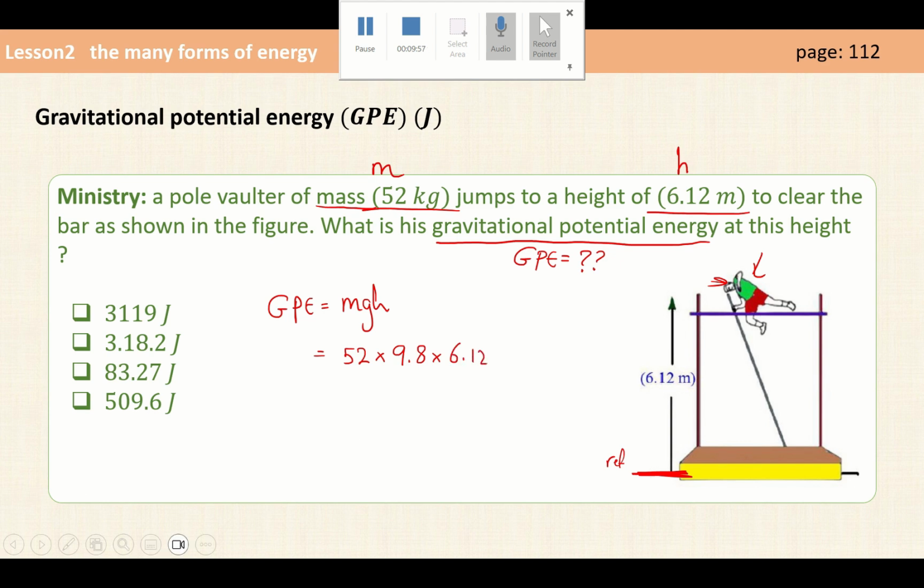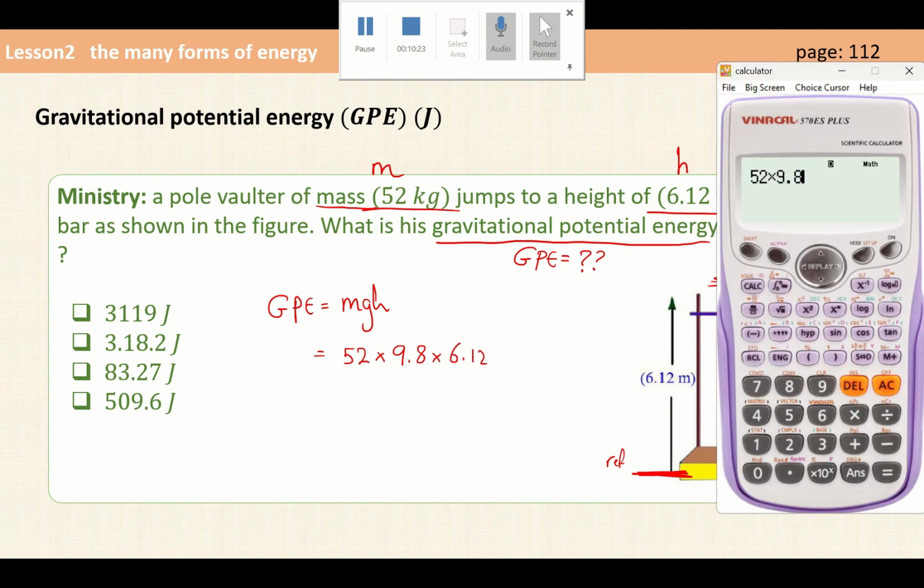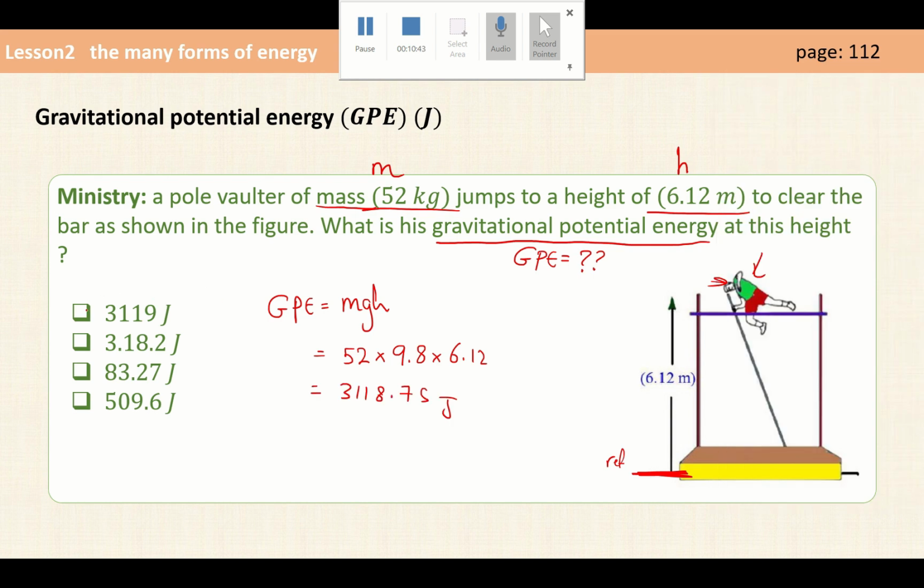Now using the calculator, 52 times 9.8 times 6.12 will give you 3,118.7 joules of energy, which is the first answer right here.